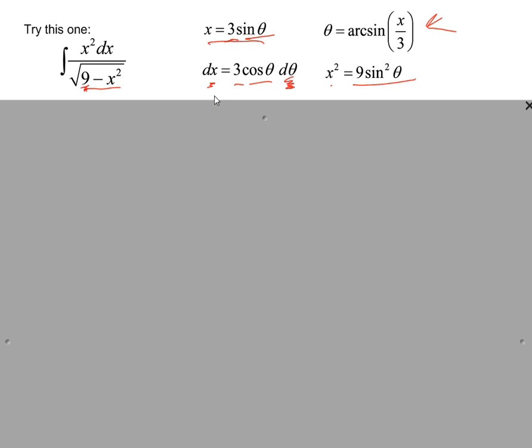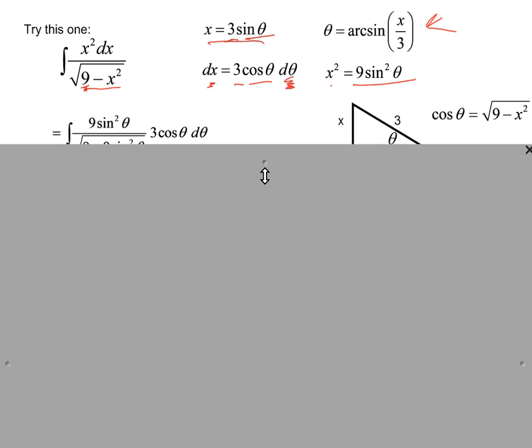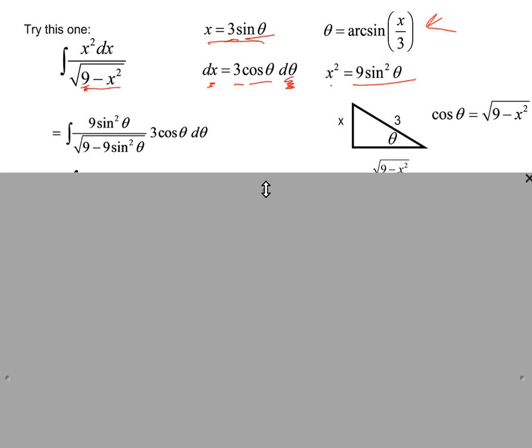And if you square that, you're going to get 9 sine squared. So I've actually written this out so you can see this. So I'm going to put all those substitutions in. And it's going to look something kind of like that. X squared is 9 sine squared theta. Dx is 3 cosine theta d theta.